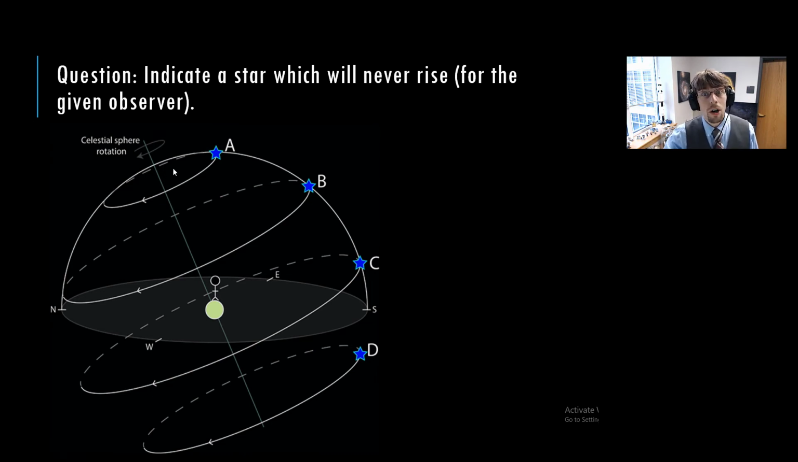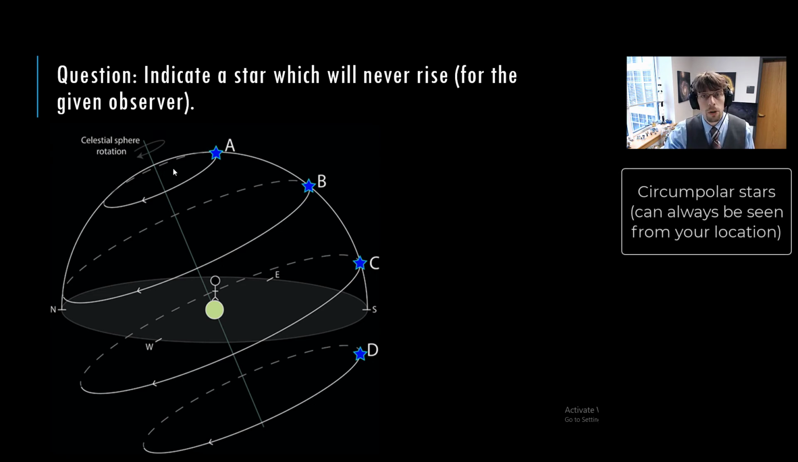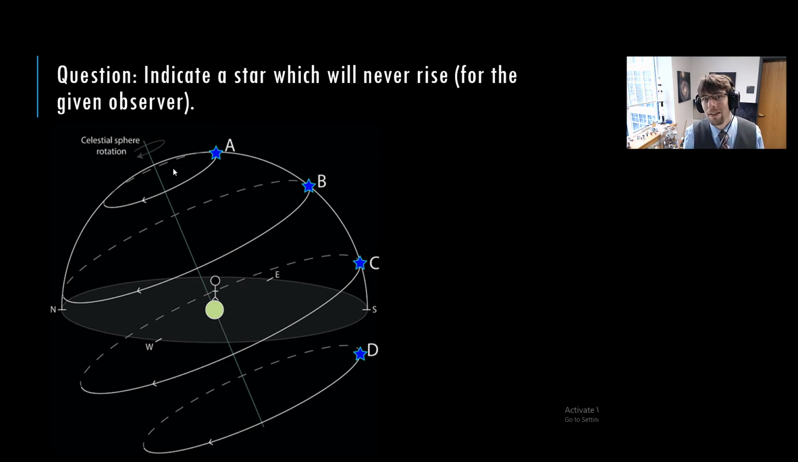Stars that you will always get to see for your given location are called circumpolar stars. For the continental United States, the Big Dipper is circumpolar. Polaris is circumpolar. And there are several other constellations that will be circumpolar when viewed from the continental United States. We'll talk about that a little bit more in the coming chapters.